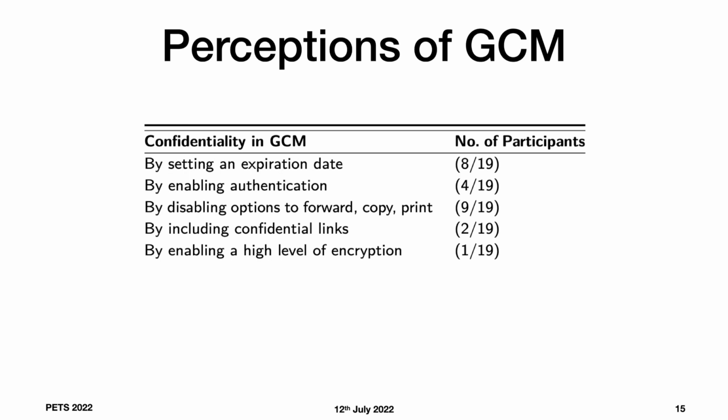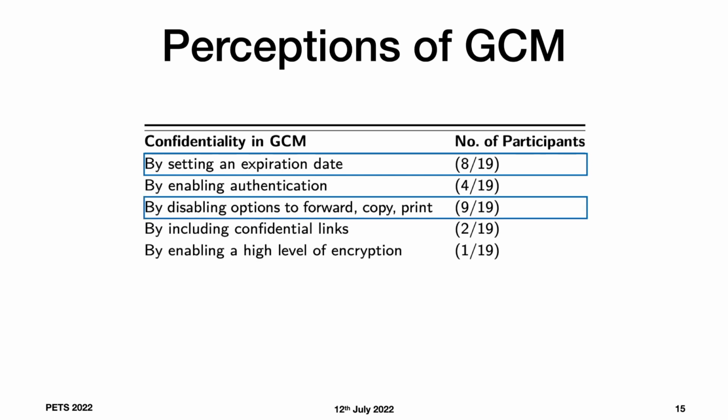When the participants composed a confidential email, they articulated their thoughts on how confidentiality is achieved in this mode and whether the composed email was encrypted or not. A majority of the participants mentioned that confidentiality is achieved through the expiration date feature or by preventing the recipient from being able to forward, copy, download, or print the contents of the email. Some participants also mentioned authentication via the passcode requirement, as well as by including confidential links or by enabling a high level of encryption.